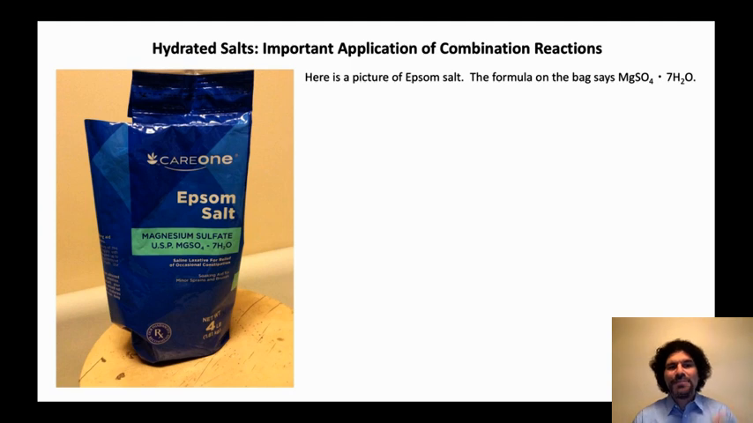Okay, so one more really important application of combination reactions is the concept of hydrated salts. Depicted here on the slide is a bag of Epsom salt that we bought at a local supermarket. Epsom salt is magnesium sulfate, and you can very clearly see on this picture the molecular formula. It says MgSO4 7H2O. Now, if I were designing the bag, I would put a lowercase g for the magnesium, but we'll give them the benefit of the doubt.